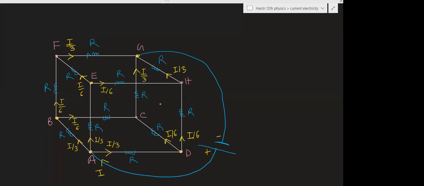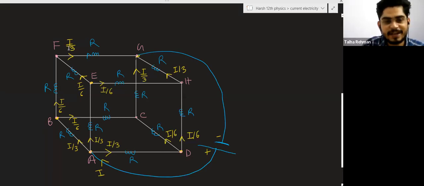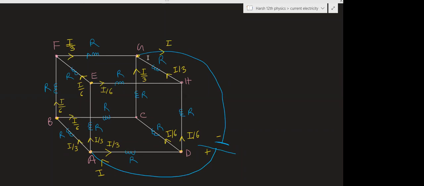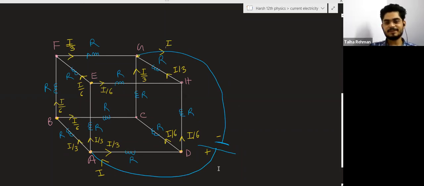And now come to the point G. You will get that I by 3 is coming from here, I by 3 is coming from here, I by 3 is coming from here. What is the current going from here? I only. So see, I is entering, I is leaving.